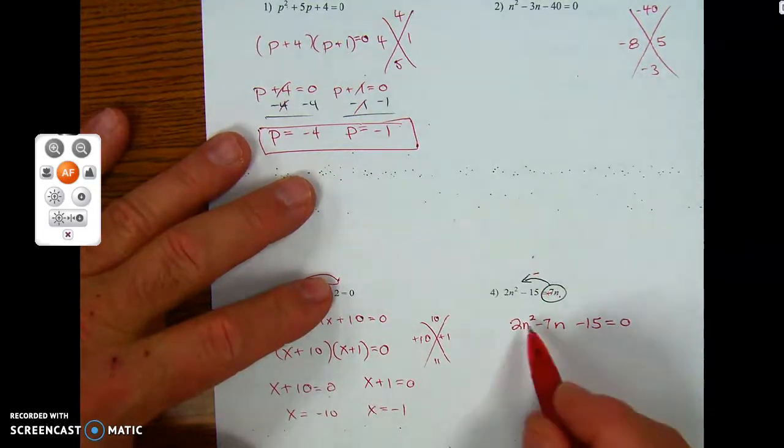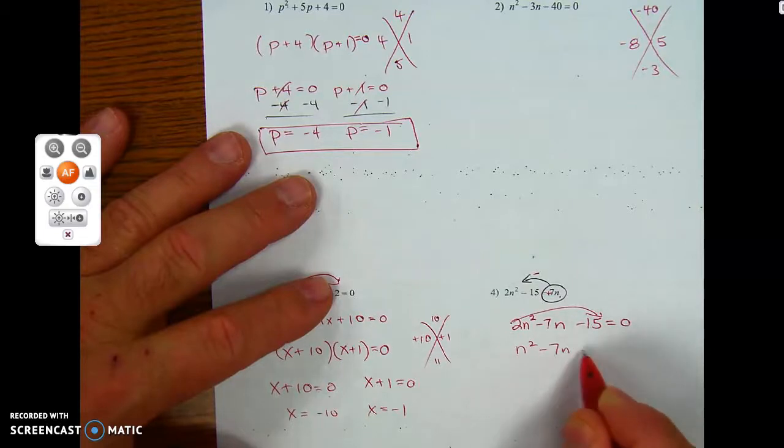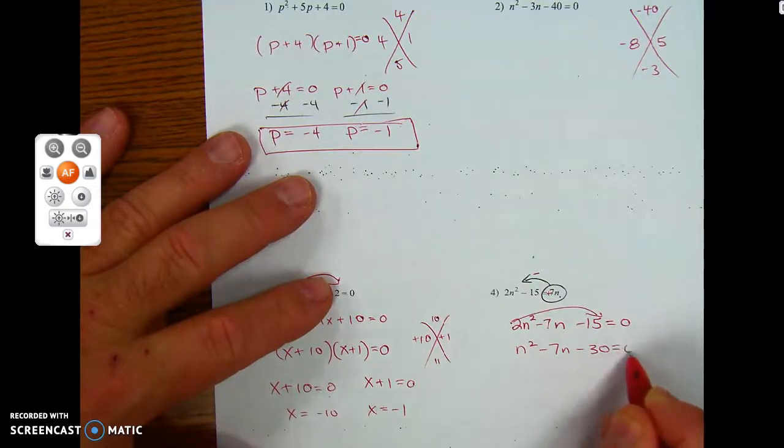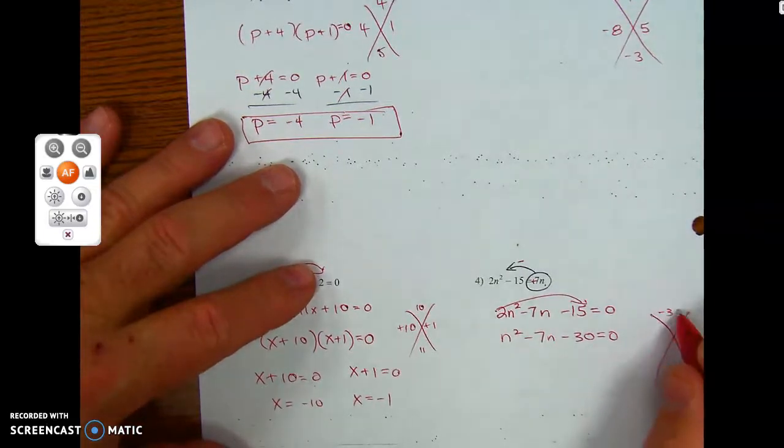Now I got to multiply a times c, so I get n squared minus 7n minus 30 equals 0. Magic numbers, -30, -7. How about -10 and +3?